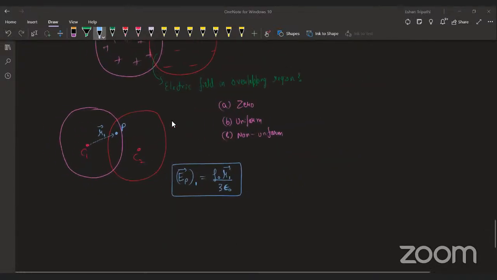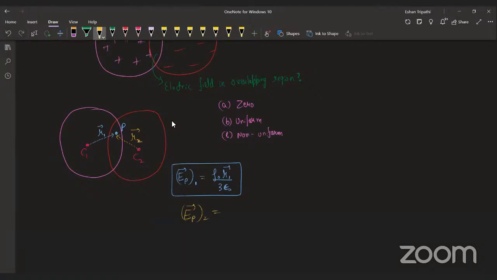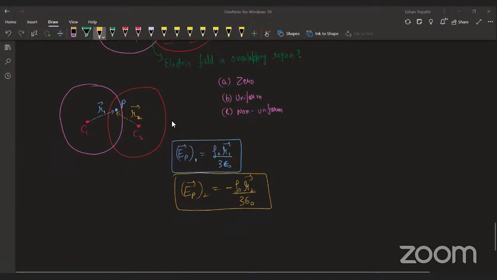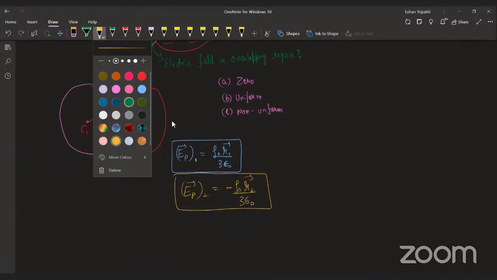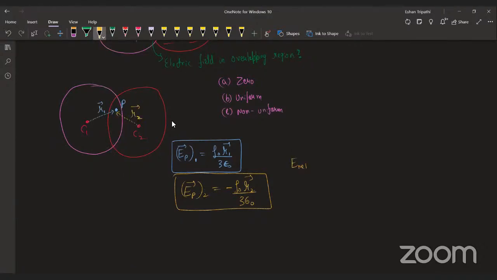Do you guys agree with this? Because it was positive, the electric field was outwards, and outwards means in the direction of R1. If I consider this as R2 vector, what's the electric field vector at point P due to the second sphere in vector form? Yeah, correct: minus rho naught R2 vector divided by 3 epsilon naught, because it's a negative charge and will be pulling the electric field toward itself. If I vectorially add them, I'll get the net electric field. So what's the net electric field?